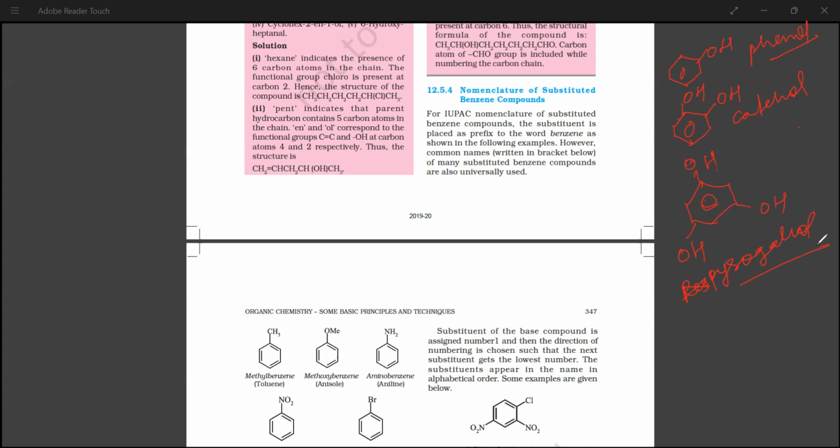Now see, this is toluene, as I already told you. This is anisole, already I explained to you. This is aniline. This is already done. So these all compounds we have already discussed. Benzene substituted compounds.